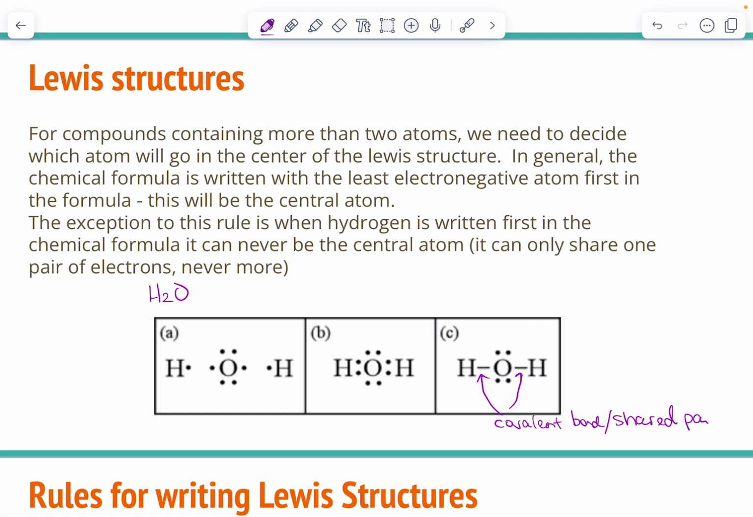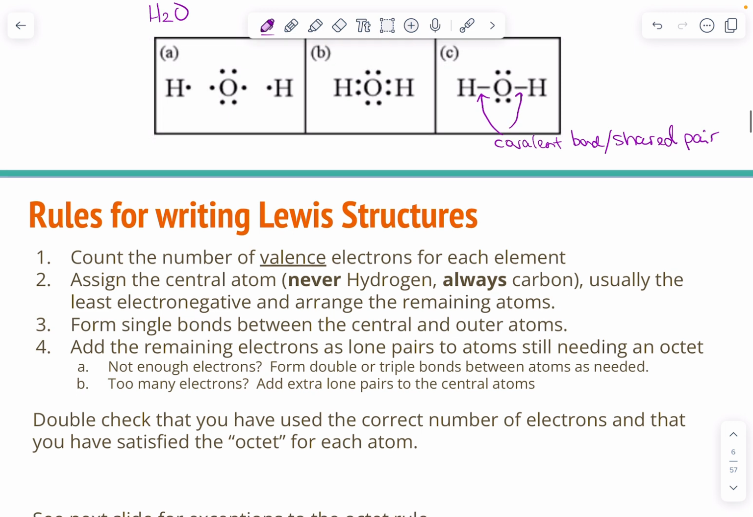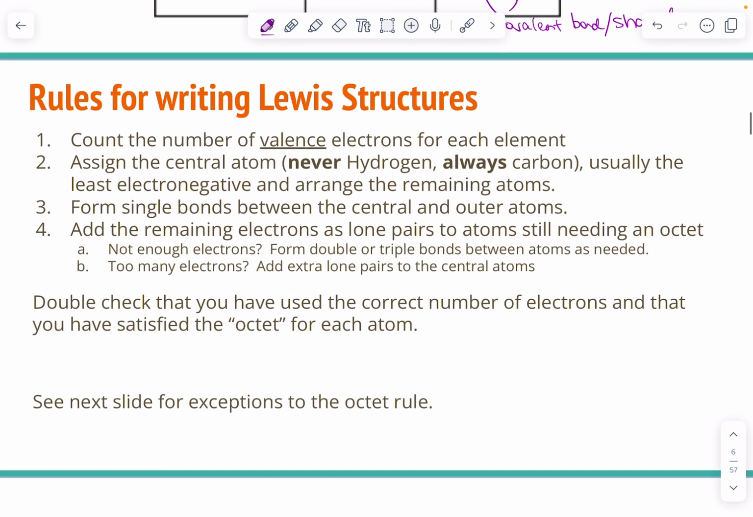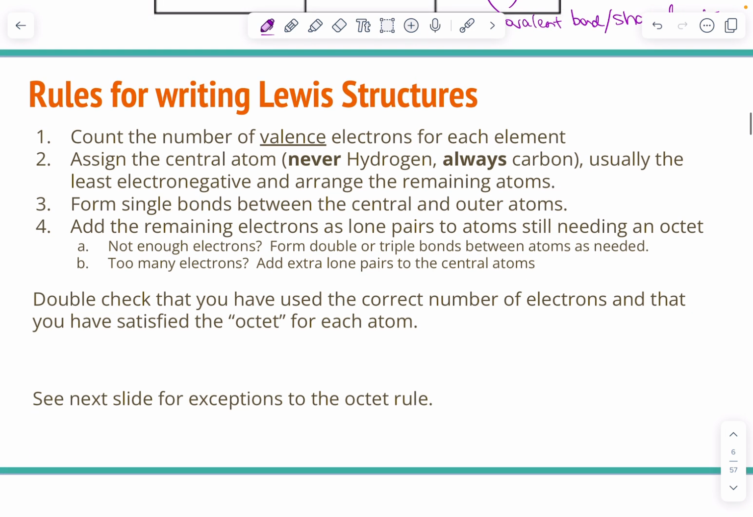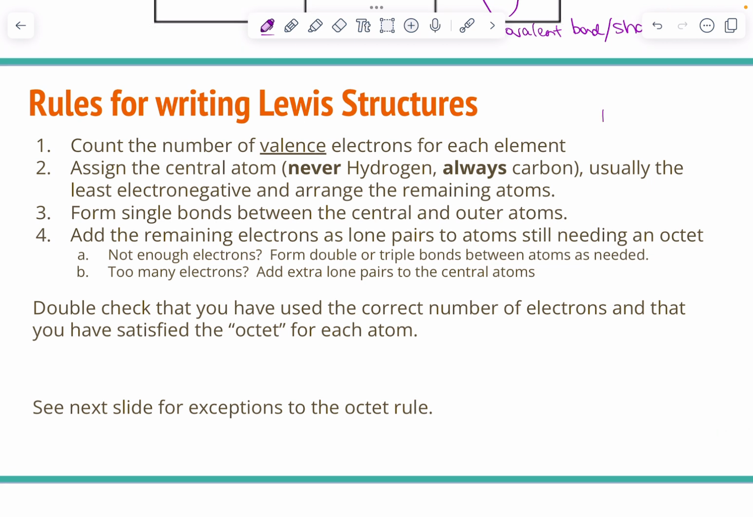So now that we have talked a little bit about the general idea of sharing electrons and what a covalent bond is, let's review some rules that we're going to use for drawing Lewis structures. First, we're going to count the number of valence electrons for each element. So if I have a compound like H2O, each hydrogen has 1 valence electron, and then oxygen would have 6 valence electrons, for a total of 8 valence electrons, for example.